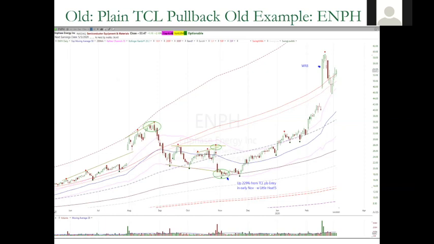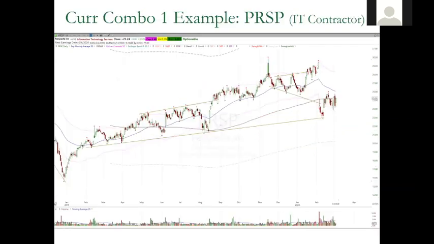With that being said, these are old setups. Let's look at some recent ones in the last few days. Now here's one we covered at the last meetup. Basically, this is a contractor called Perspecta, an IT contractor, and again it's a trend line intersecting a trend channel line. So the setup occurred here.